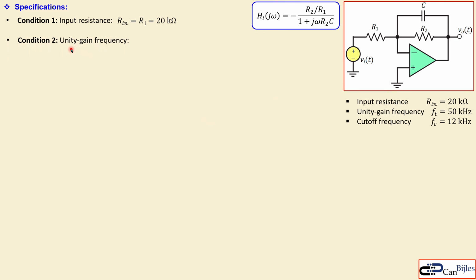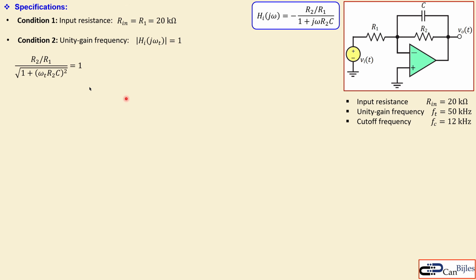The condition 2 is about the unity gain frequency. That must be 50 kilohertz. What does the unity gain frequency mean? That is actually the frequency where you have a gain of 1 or 0 dB. So at 50 kilohertz, we need to have a gain of 1. That means the following: the absolute value of our transfer function at that specific frequency, which is called omega sub t, the absolute value must be 1.